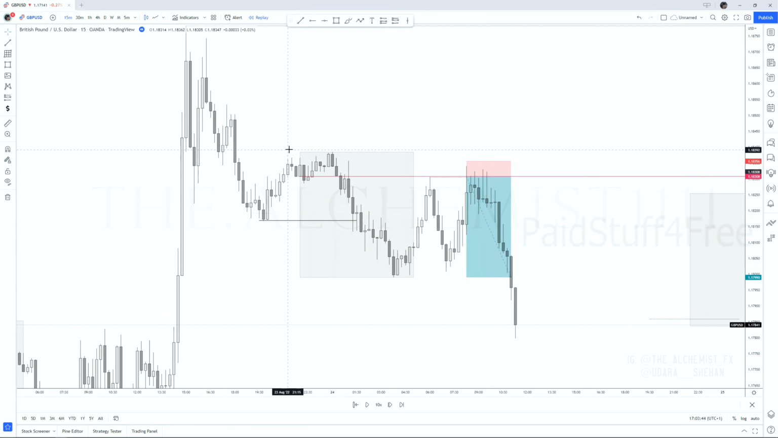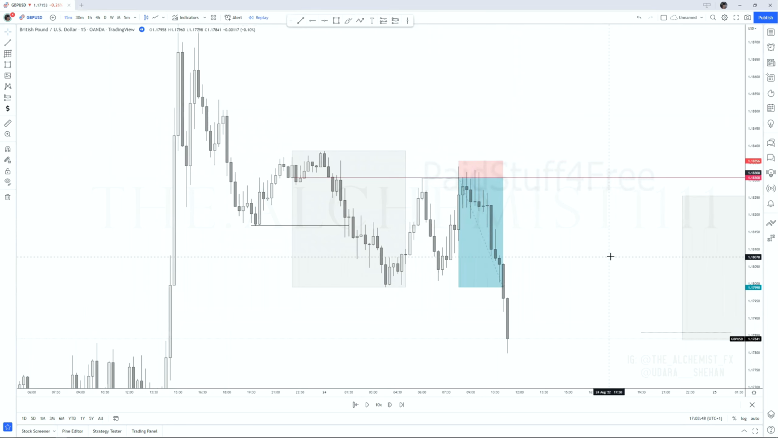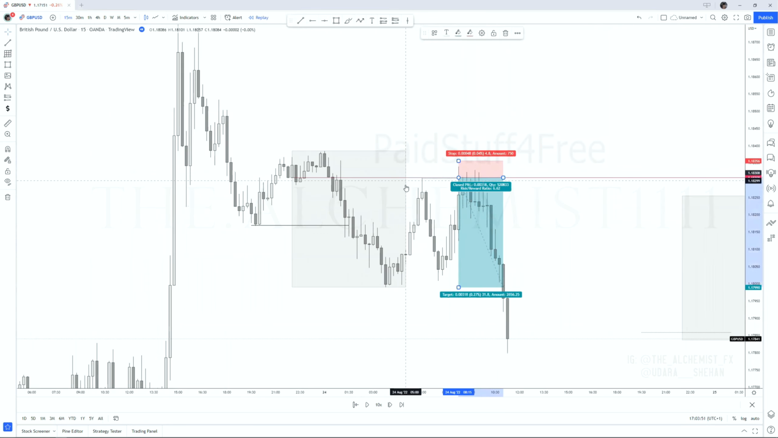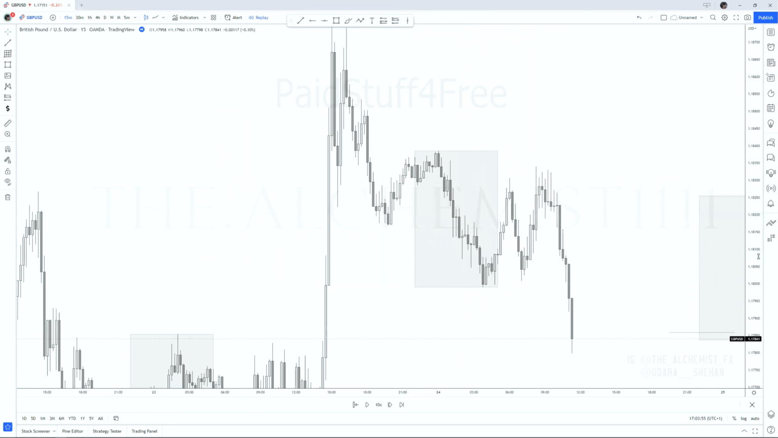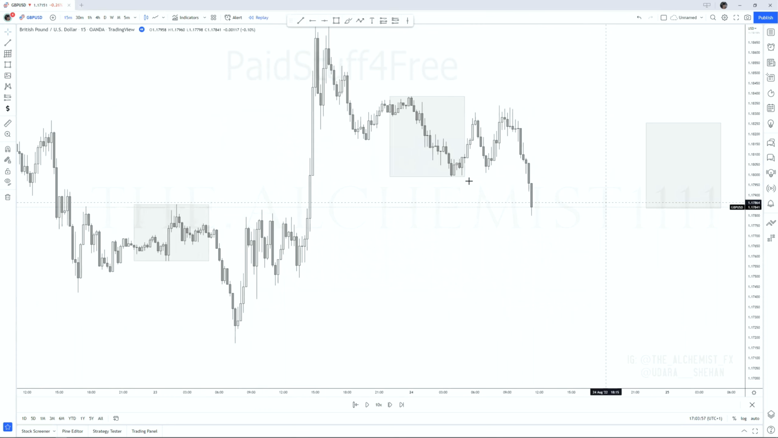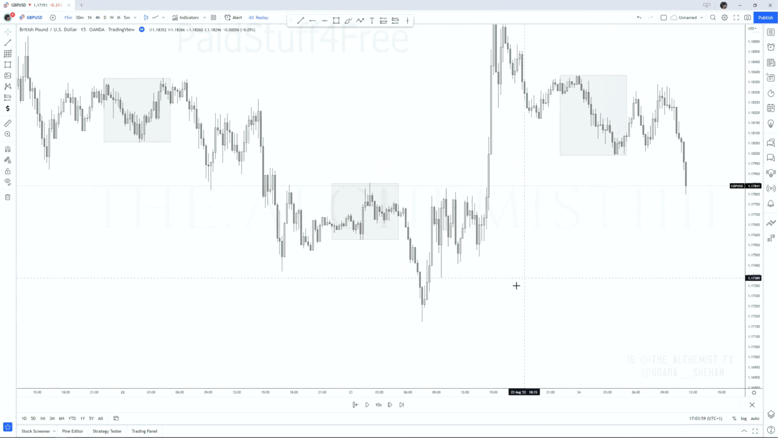Now, in those days I used to do this ping pong stuff on the 1 minute, but if you're dealing with live funds, you will know how stressful that is, right? Trying to chase every single 1 minute move, that's so much stress. So we're not going to do that anymore. We'll only be focusing on this.